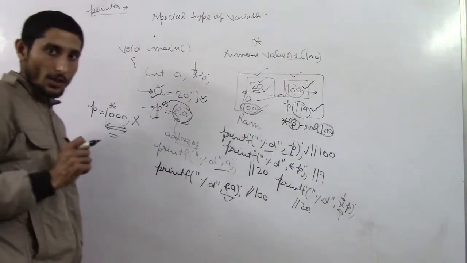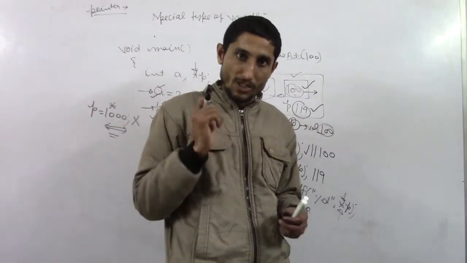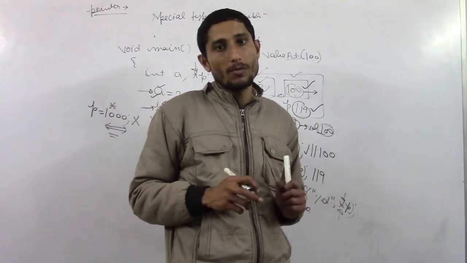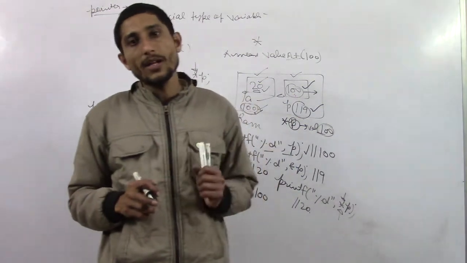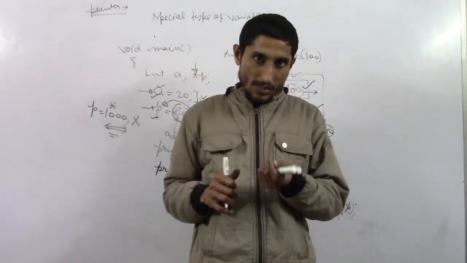So this is the first lecture of pointers, in which we have seen that a pointer is a special type of variable which can store the address of another variable. Are you following this one? So it is quite easy. In the next lecture we will see call by reference and call by value.